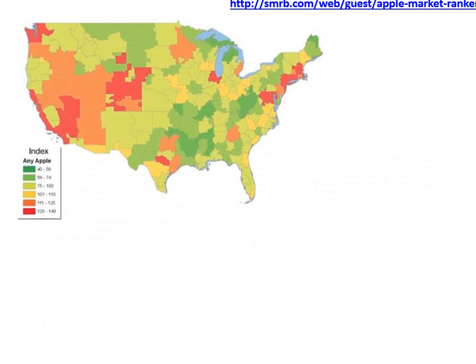So this map was pulled off of the web, and I don't really know what this map is about. It's something about apples, right? It's awful for all sorts of different reasons. The index is "any apple." What does that mean? I don't know what that means. What does it mean if your any apple index is from 111 to 125?